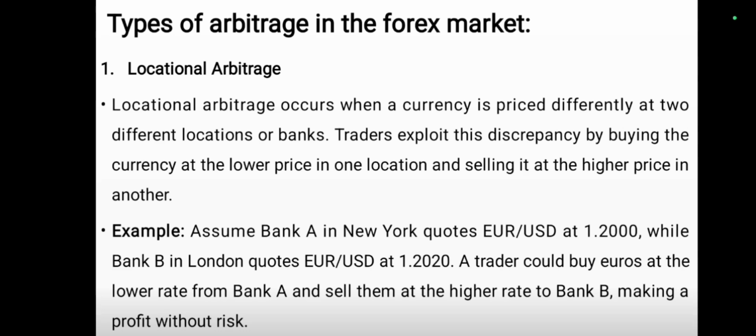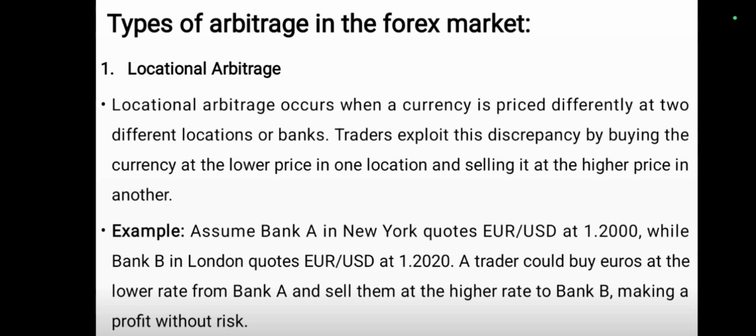And there are types of arbitrage in the forex market. One is locational arbitrage. It is like the normal arbitrage process, where a currency is priced differently at two different locations or banks, and traders or investors buy at the lower price and sell at the higher price. That is locational arbitrage.